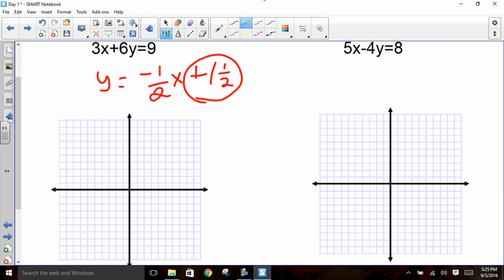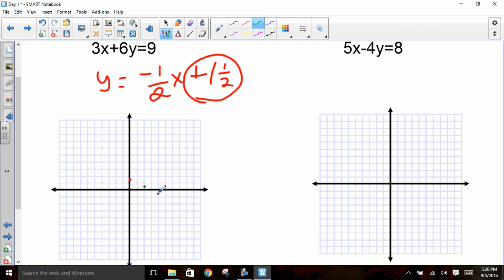We know that I'm going to start at my 0, 0, that's my origin, and I'm going to go up 1.5. That's about there. And then I'm going to use my slope of negative 1 over 2, which means I'm going to go down 1, to the right 2. I'm going to put a dot. Down 1, to the right 2. I'm going to put a dot.